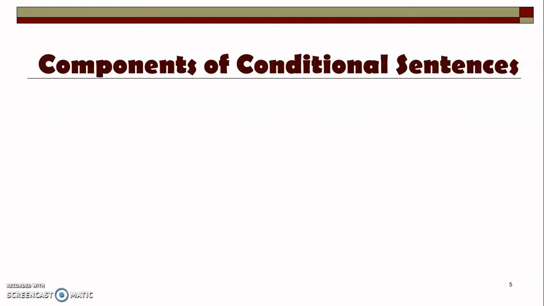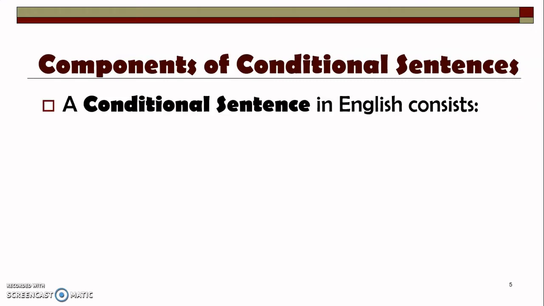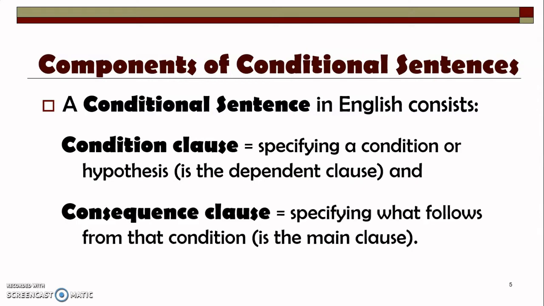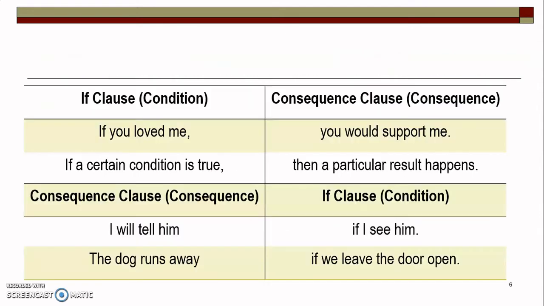Now let's talk about components of conditional sentences. A conditional sentence in English consists of two components or two parts. First, the conditional clause. The condition clause specifies a condition or hypothesis, and that is a dependent clause. And the second part is the consequence clause or result clause, specifying what follows from that condition, and it is the main clause in a sentence.